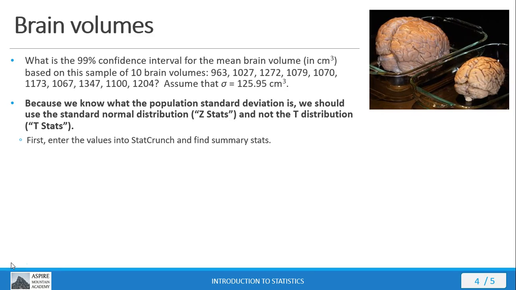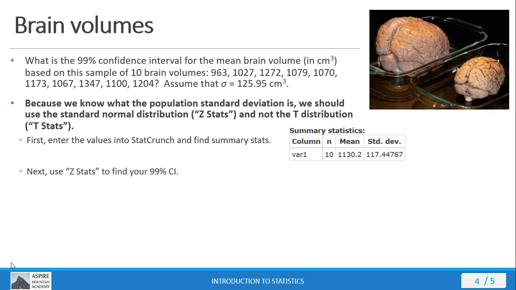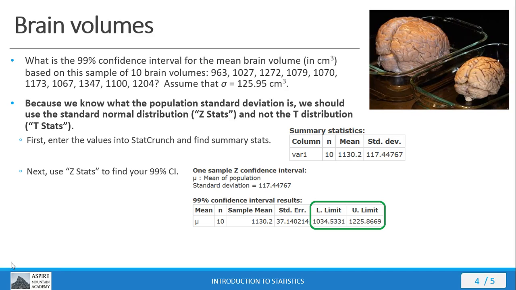So enter our values in StatCrunch, find summary stats. Or we could just use the actual data itself. But if we want to go with the summary option, we're going to need summary stats. So here's our summary stats. So now we can go into StatCrunch and use the menu options there to get our 99% CI. Here's the result that we get. Remember, we're using z-stats, not t-stats. So our lower and upper limit are what you see here. There's our 99% confidence interval for the mean brain volume based on our sample.